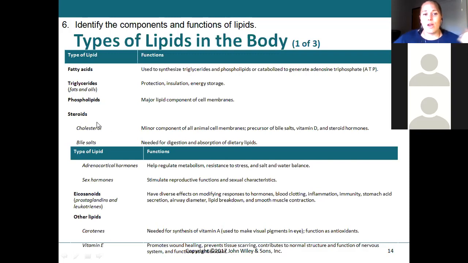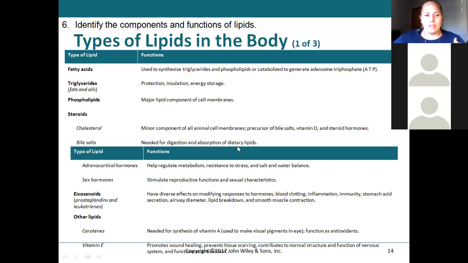Steroids are important for signaling, but they also play a role sometimes in cell membranes. We talked about how they influence cell membrane fluidity, and then bile salts are needed for digestion of dietary lipids, and this exists in the gallbladder.